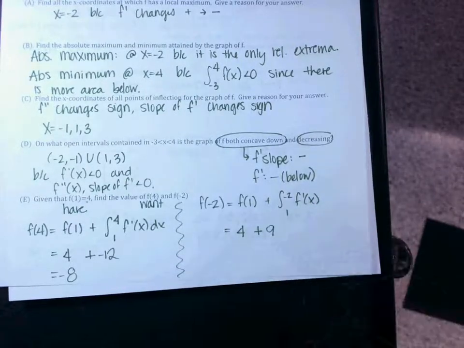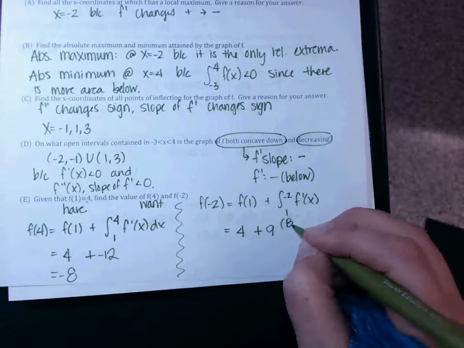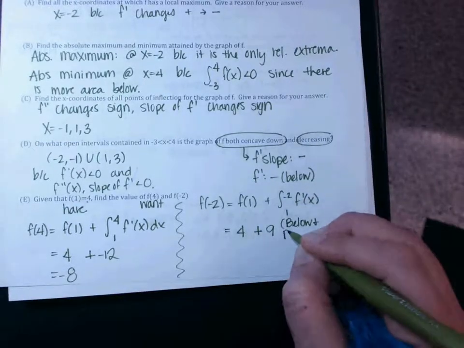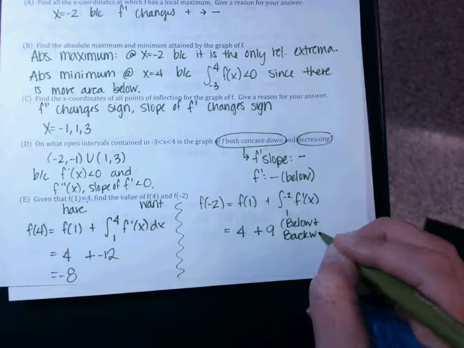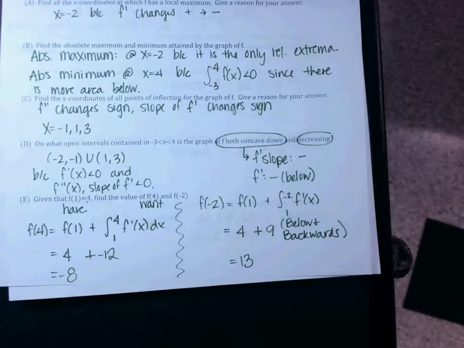It's positive because why? It's negative and it's backwards, and so those cancel each other out. So your area is below and it's backwards, so that's what makes it positive. Makes sense? So that'd be 13. Good? Alright, next one.